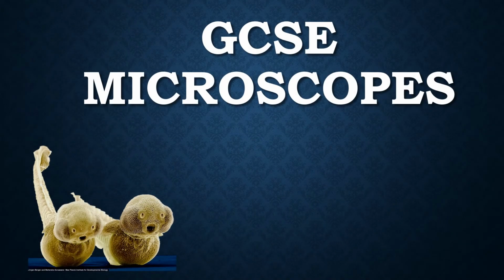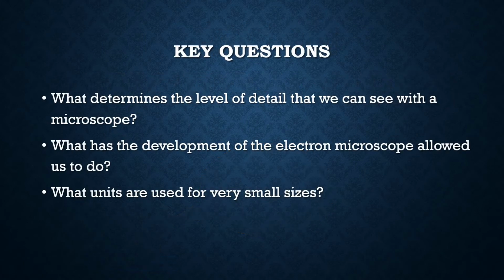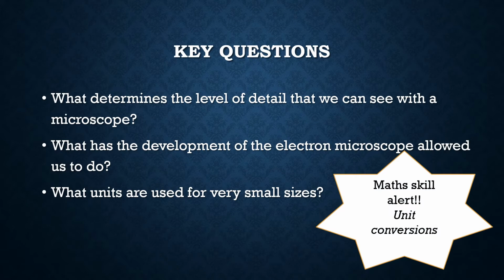This presentation is about GCSE microscopes. Here are the key questions. What determines the level of detail that we can see with a microscope? What has the development of the electron microscope allowed us to do? What units are used for very small sizes? Today we'll be working on the skill of unit conversions.